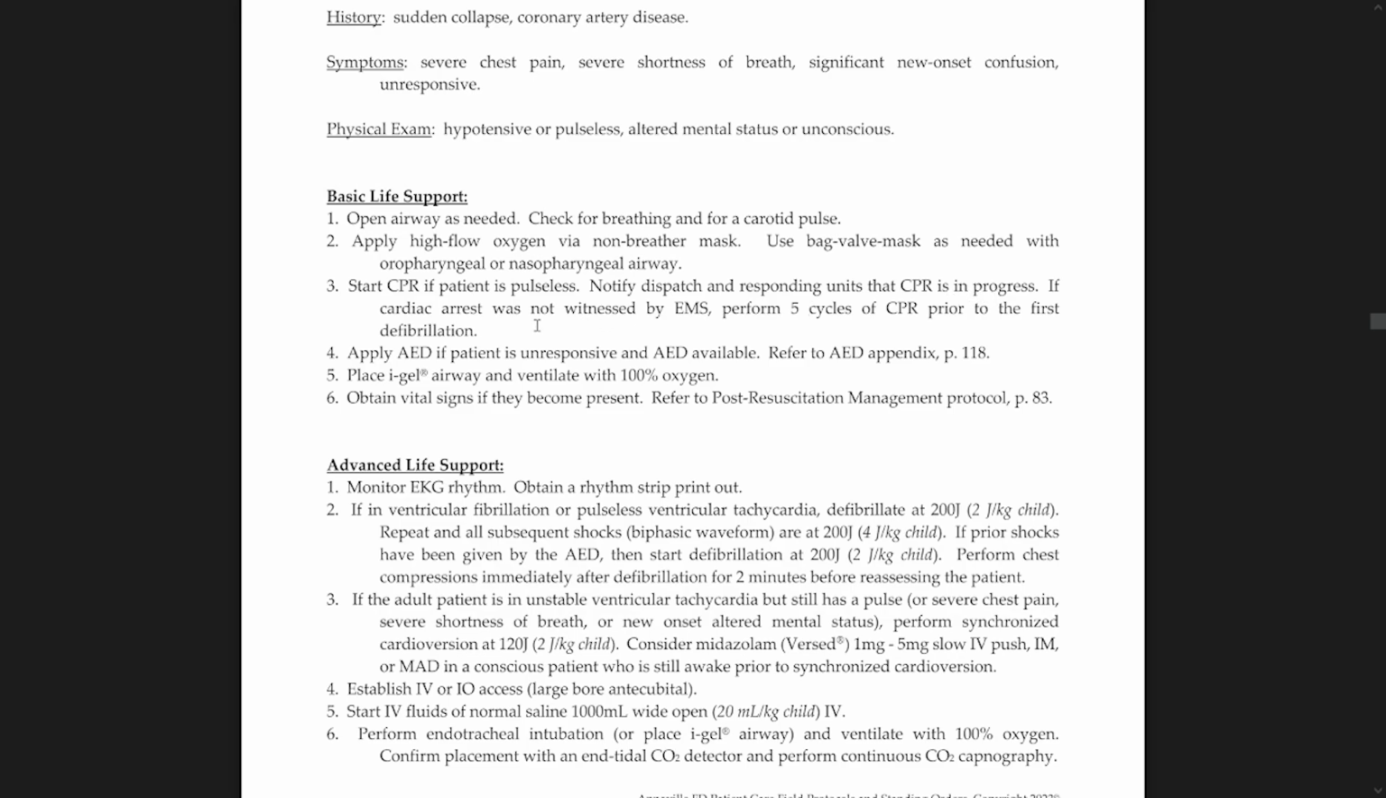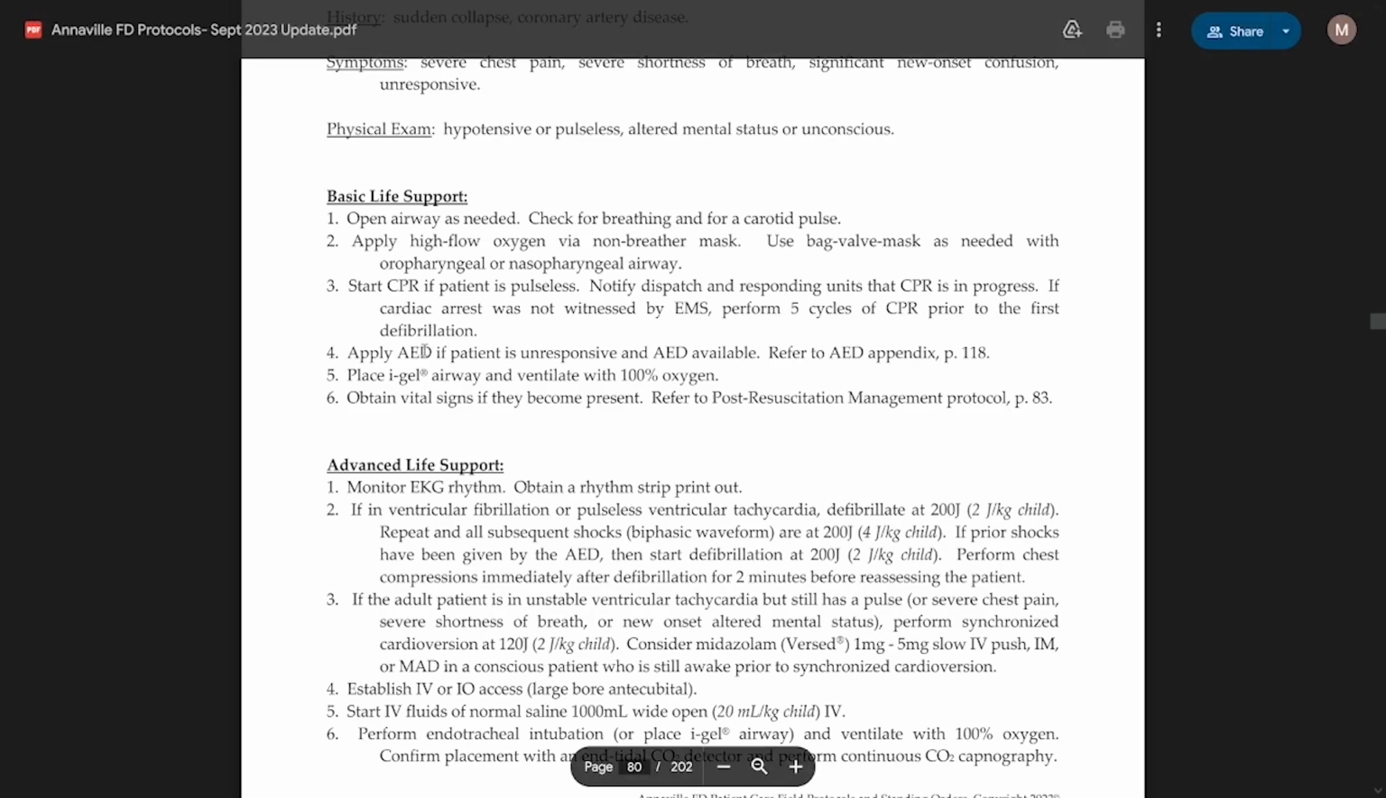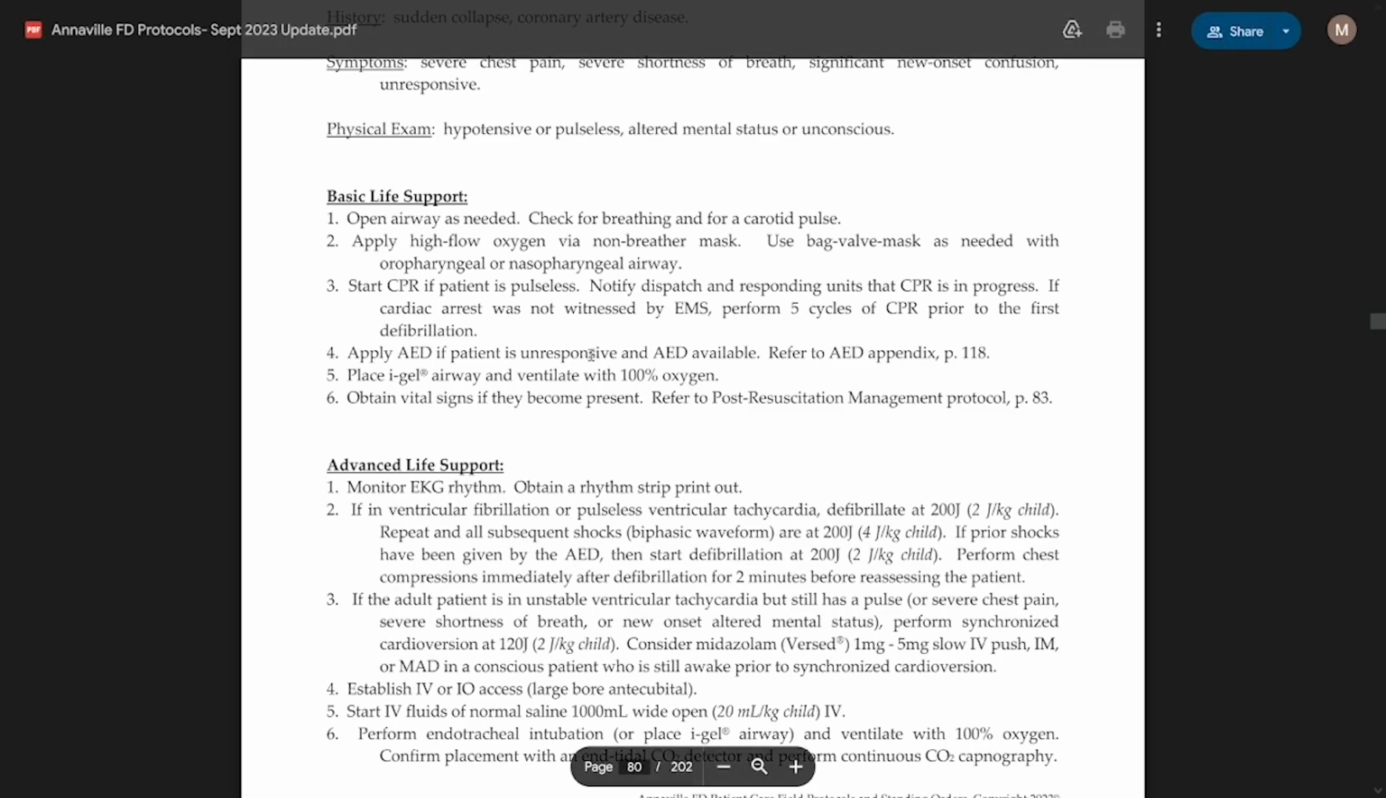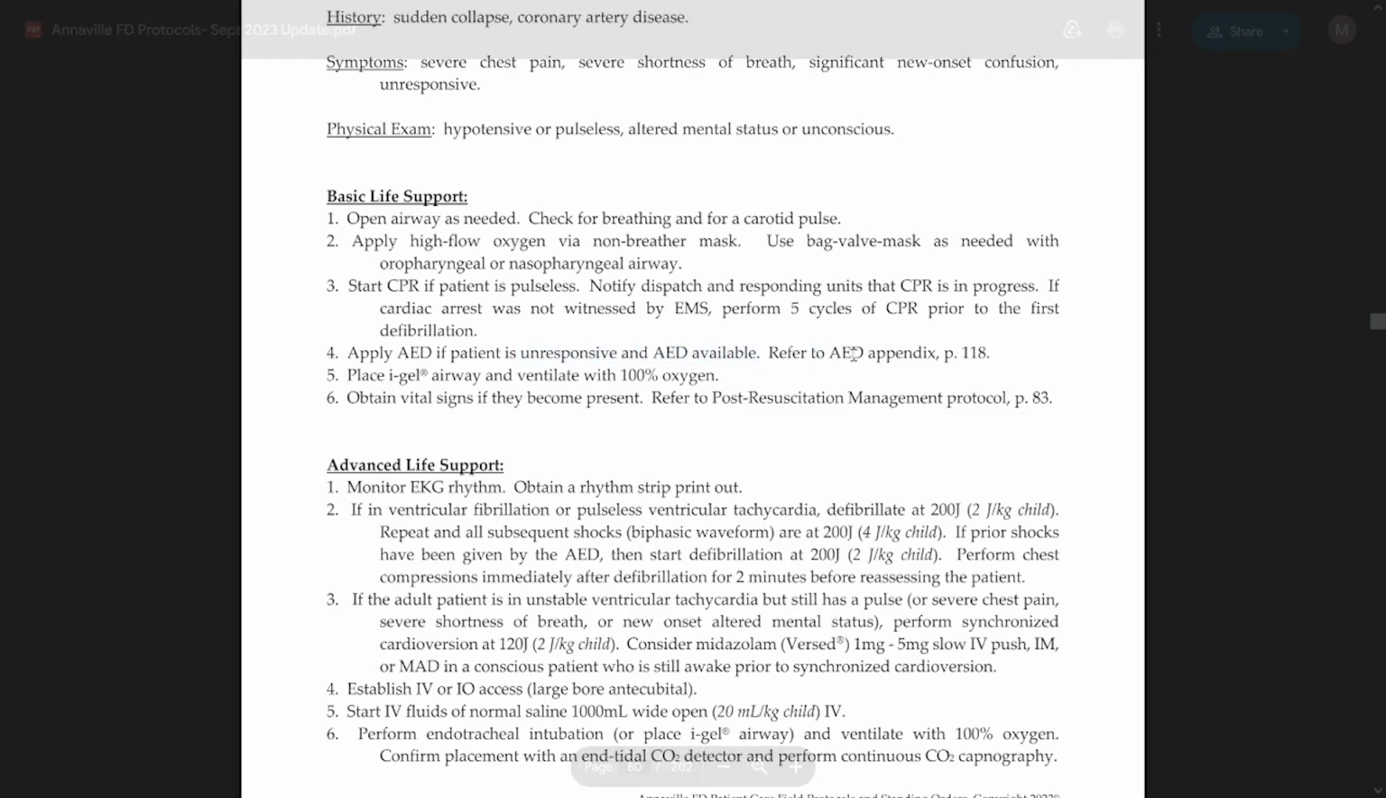If cardiac arrest was not witnessed by EMS, perform 5 cycles of CPR prior to the first defibrillation. Apply AED if the patient is unresponsive and the AED is available. This is only for BLS. Refer to the AED appendix on page 118. Place an I-gel airway and ventilate at 100% O2. Obtain vital signs if they become present. Refer to the post-ROSC management protocol on page 83.